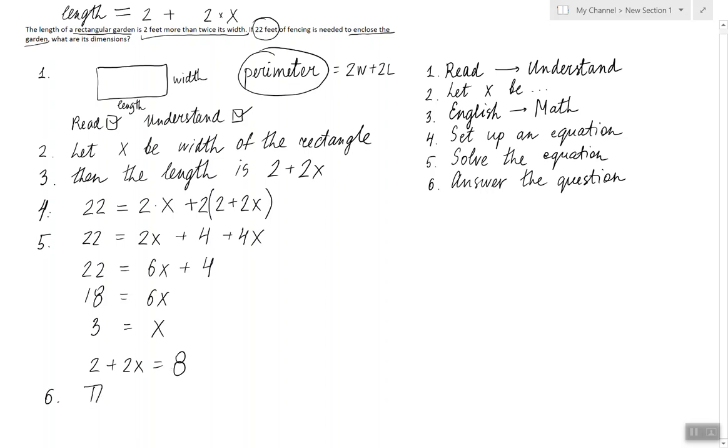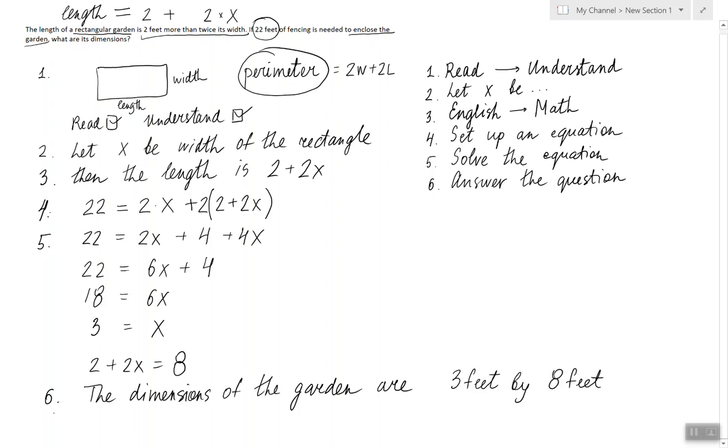So the dimensions of the garden are 3 feet. Never forget to put the units. By 8 feet. And this entire sentence is what the answer should look like.